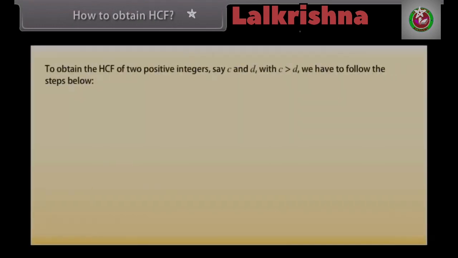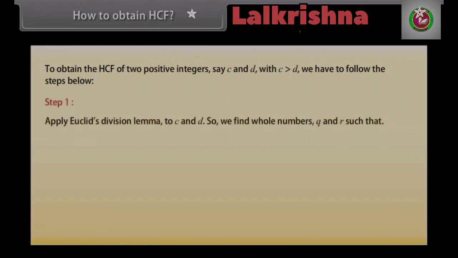How to obtain HCF? To obtain the HCF of two positive integers, say c and d, with c greater than d, we have to follow the steps below. Step 1. Apply Euclid's division lemma to c and d. So, we find whole numbers q and r such that c is equal to dq plus r.